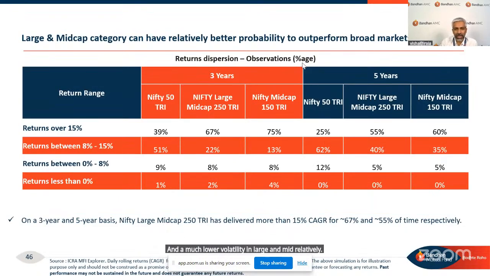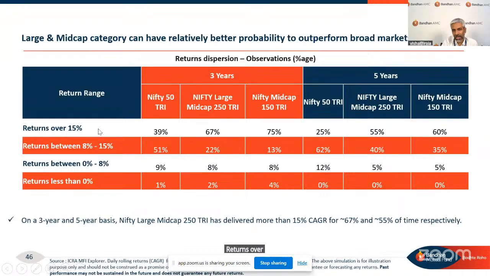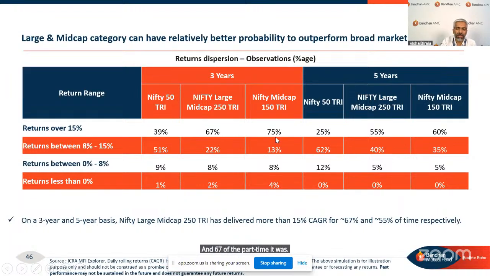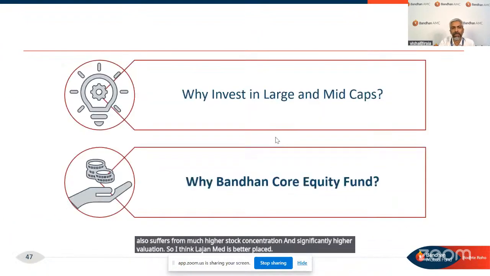And so the number of times large and mid returns were over 15% was 67% of the time. It's a very meaningful return of 15%, and 67% of the time it was. Mid cap was also there, much higher, but mid cap also suffers from much higher stock concentration and significantly higher valuation. So I think large and mid is better placed.